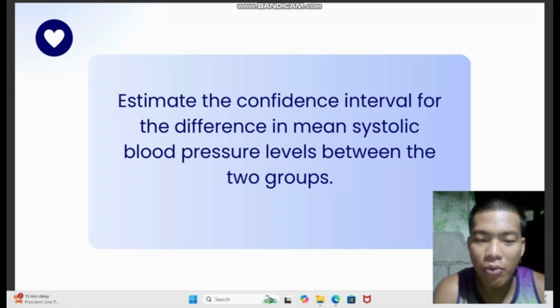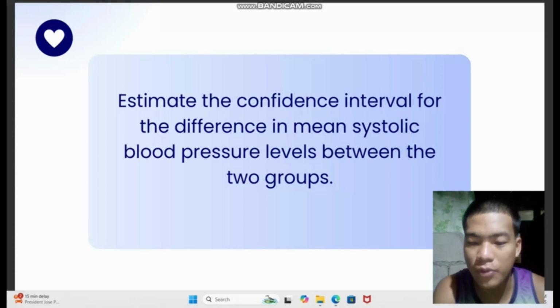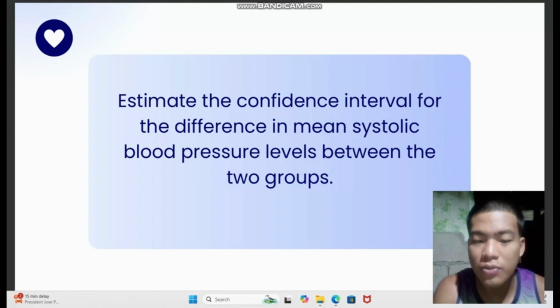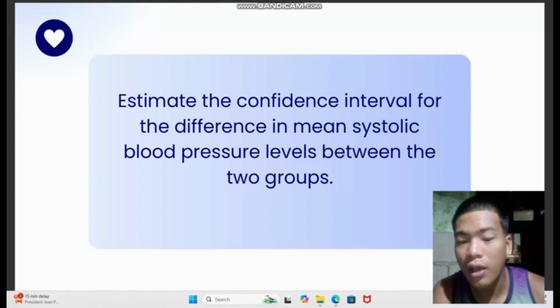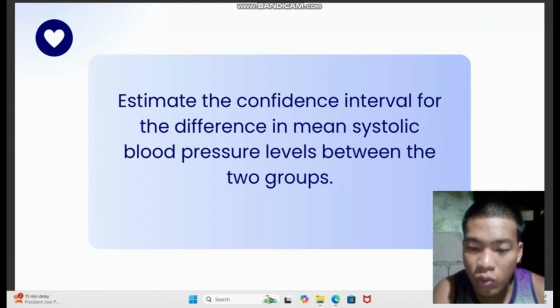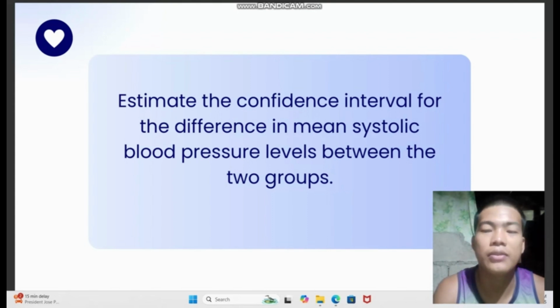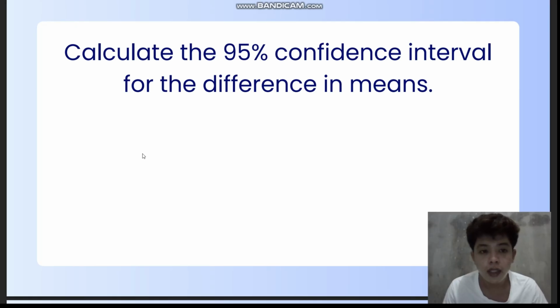So within this data, we want to estimate the confidence interval of the difference in mean systolic blood pressure level between the two groups. In other words, how much better, on average, is one medication over the other? Also, how confident can we be about that difference? We'll calculate the 95% confidence interval for the difference in means.